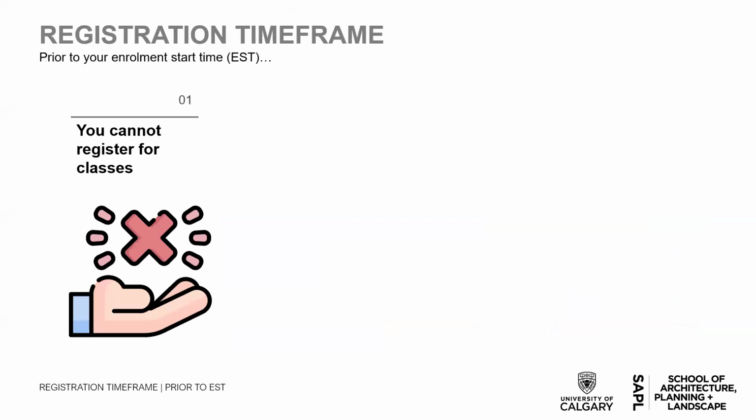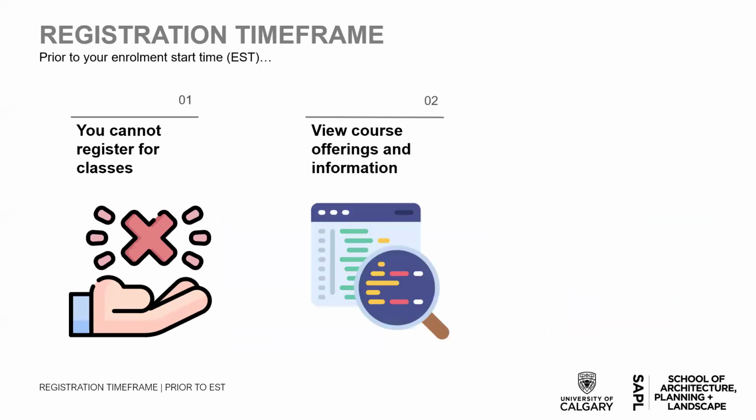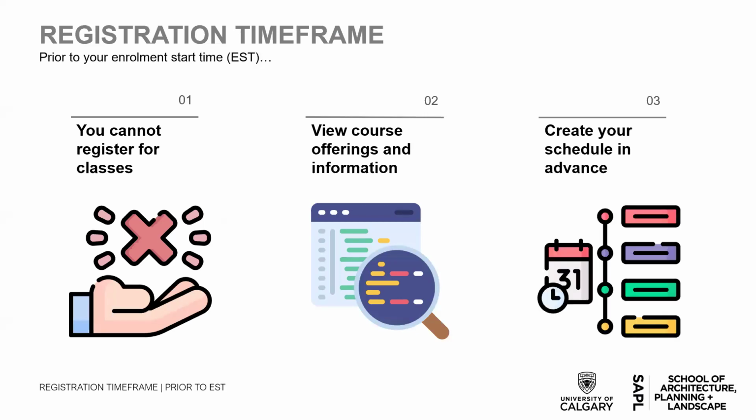Please keep in mind that before your official enrollment start time, you cannot enroll into classes, but you can enroll anytime at or after this enrollment start time. We always recommend enrolling right at your start time because courses fill up quickly. You can always change your schedule after you register into your first pick of classes. In the meantime, however, you can look at course offerings and information beforehand and create your schedule in advance so you have it all ready to go for your enrollment start time.